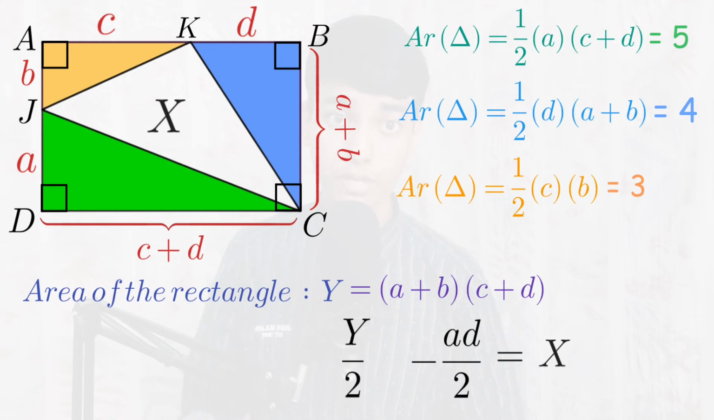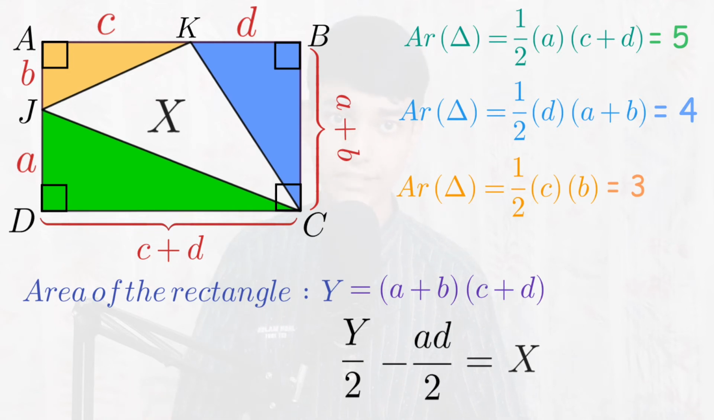So what we currently have is capital Y upon 2 minus AD upon 2 equals to X. Keep this as equation number 1. Okay, so here we have got the equation number 1. Now in this particular equation, everything is absolutely fine except this thing, that is AD upon 2. We have to just find its value in something else, and that's also very nice.